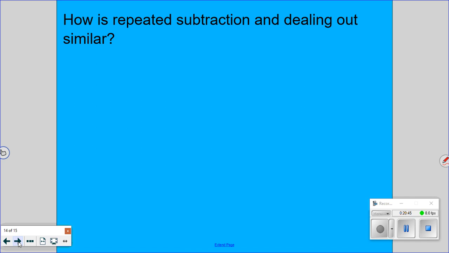Could you skip count? Okay, so it's kind of like reverse skip counting, right? We're skip counting, but we're also kind of taking away.